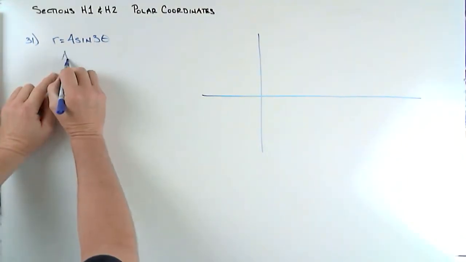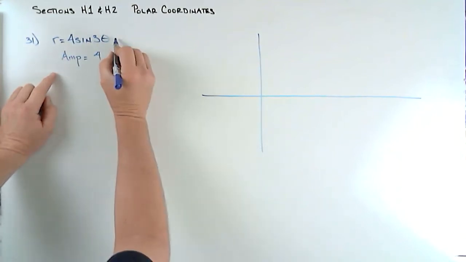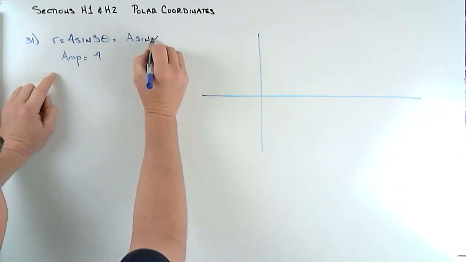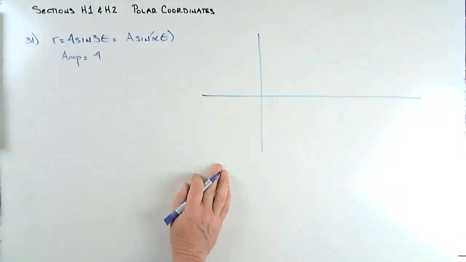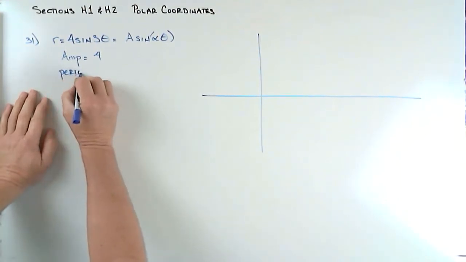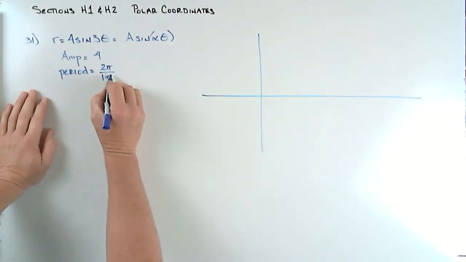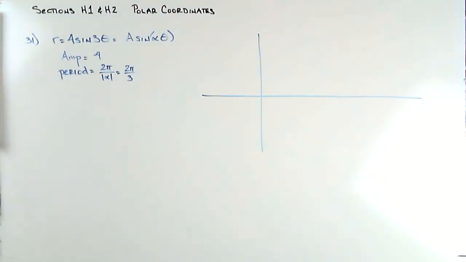For 4 sin 3θ, the amplitude is going to be 4, because that's the 4 there. This is of the form a sine of alpha theta. I don't know what variable you used in your pre-calc book. The period is 2π divided by the absolute value of alpha. For us, that's 2π divided by 3. So we have a sine curve whose amplitude is 4 and whose period is 2π divided by 3.